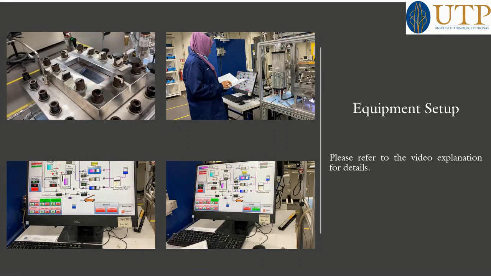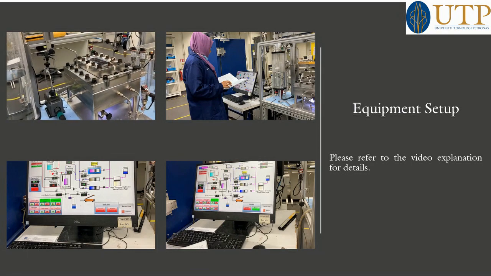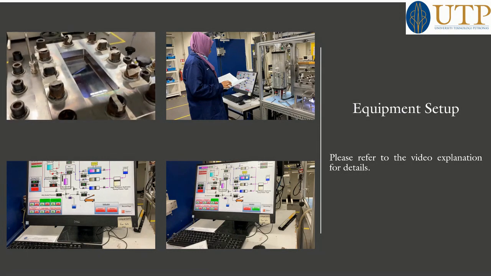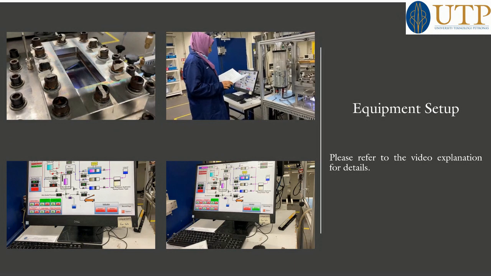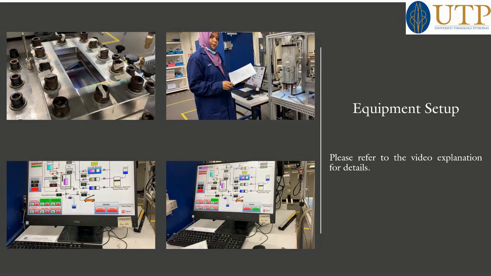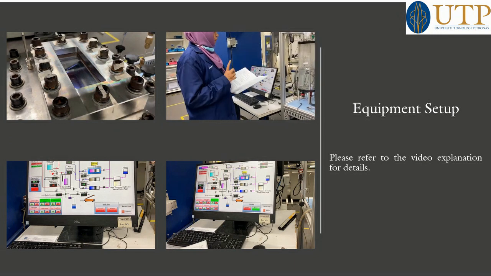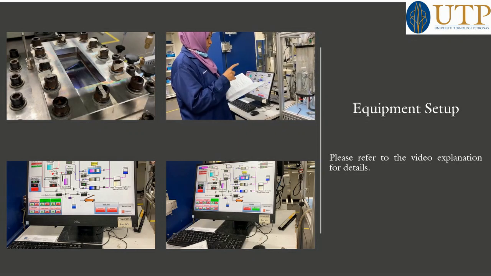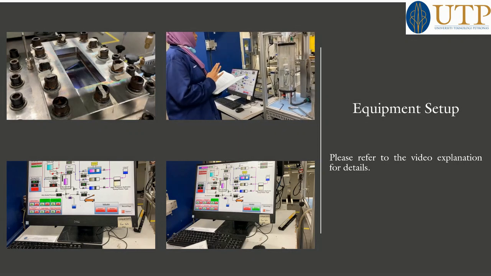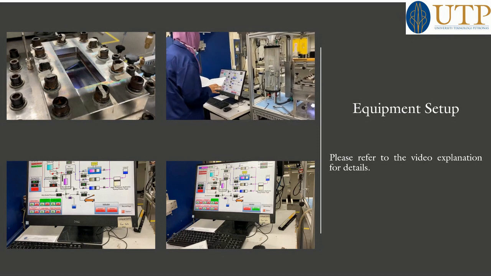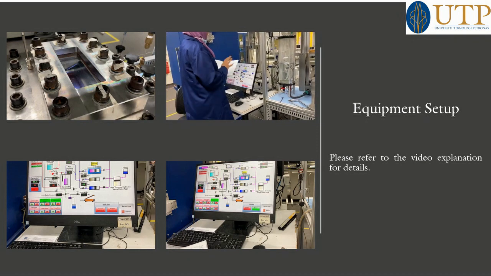Now the next step is confining pressure. For confining pressure, the first thing we need to do is refill the syringe pump. For refilling the syringe pump, there is one valve, V11.